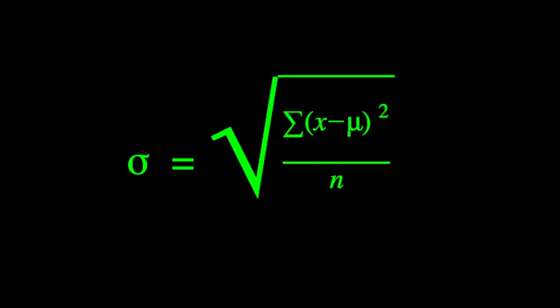Standard deviation shows how far data is from the mean. All you've got to do is take the square root of the variance you have gotten. Convenient, right?